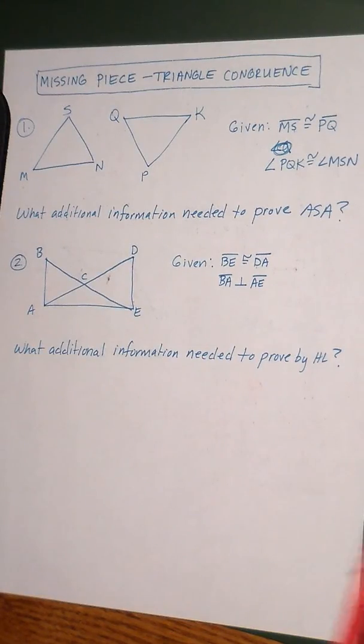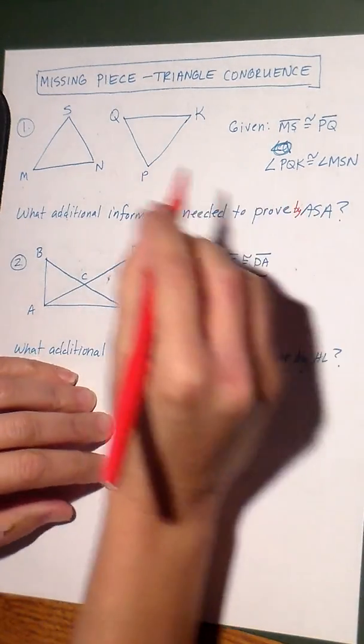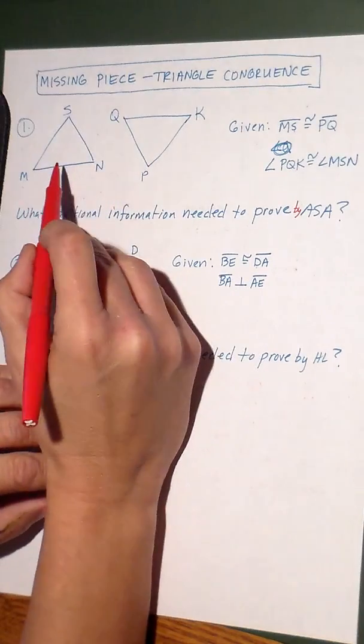So what we're going to look at now is just a couple of examples of what happens if it says, all right, given this information, what is the third piece of information you need to know to verify these triangles are congruent? And that should have a "by" in it. Missing piece, triangle congruence. All right, let's look at these first two triangles.